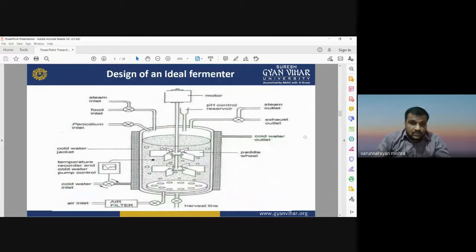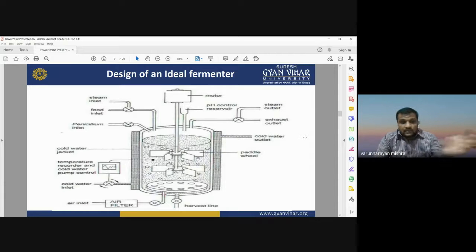Okay, so this is a design of an ideal fermenter. Fermenter is an instrument, you can say an apparatus, a setup that will be used for the conversion of one product into another product through the fermentation process. So you see it has multiple components, different parts, motor, then pH control reservoir is used to control the pH level value.